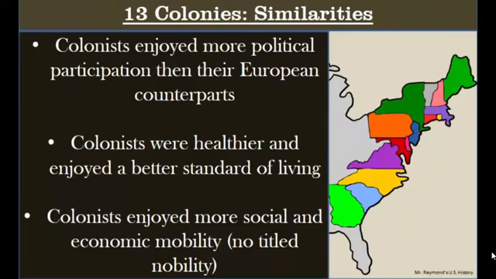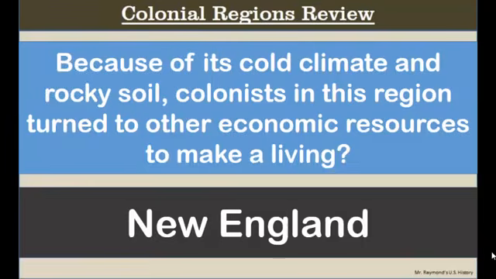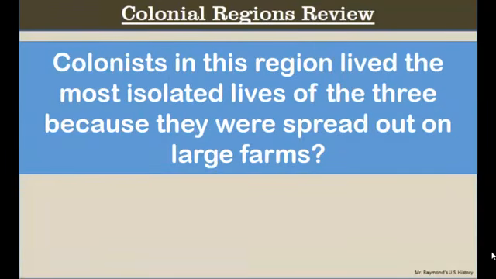But before we do, let's review. Because of its cold climate and rocky soil, colonists in this region turned to other economic resources to make a living. New England. Colonists in this region lived the most isolated lives of the three because they were spread out on large farms and plantations.